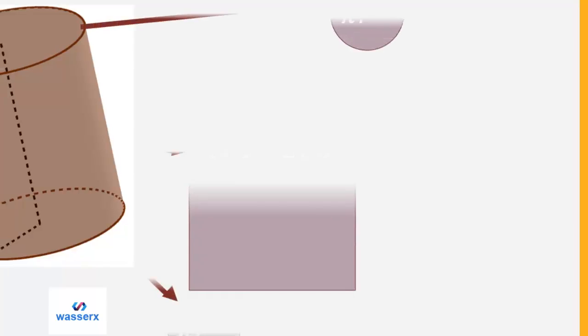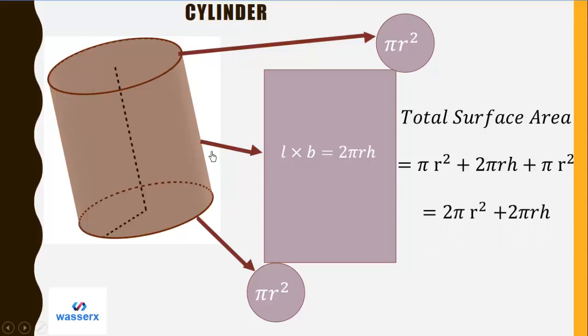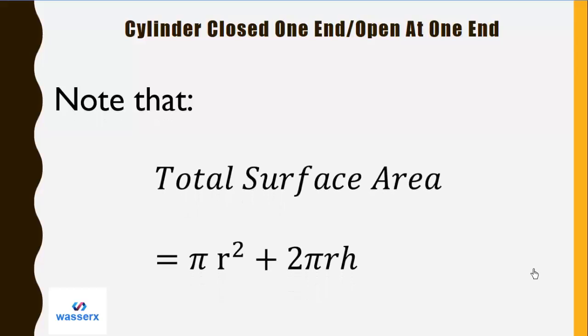The total surface area of the cylinder is given by the area of the two circles plus the curved surface area, which is 2 pi r squared plus 2 pi r h. And this gives us 2 pi r (r plus h). Note that this cylinder can be opened at one end or both ends. So when it is open at one end, it is the same as closed at one end. So it has a total surface area of pi r squared plus 2 pi r h. That is when the cylinder is open at one end or closed at one end.